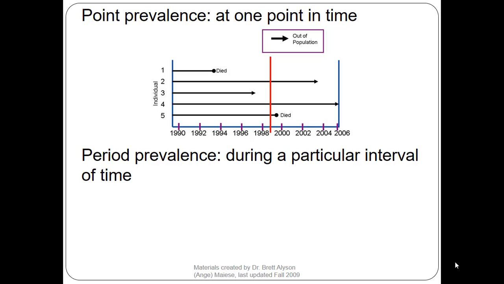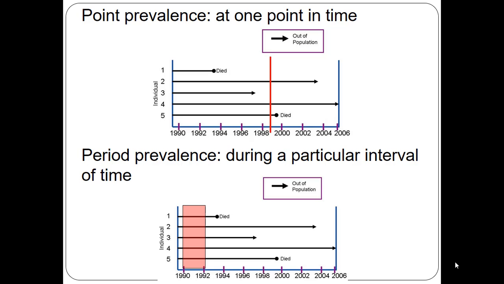With period prevalence, the question is, during a particular time interval, some of those cases may be new cases at some point in the interval. The question is, have you had disease X in the past 10 years? An example would be prevalence of all cancers in women in 2008 or in a particular time period.